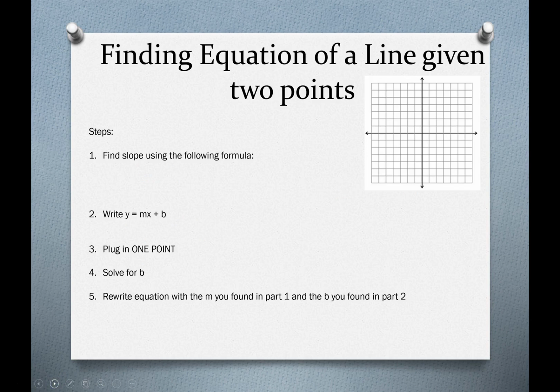Here are the steps, and I'd recommend actually pausing this video and getting these steps down. All right, you're back. So let's go ahead and let's plot 2 points. Let's go with this point right here, 1, 1, and let's go with maybe 2, 6. Why not?